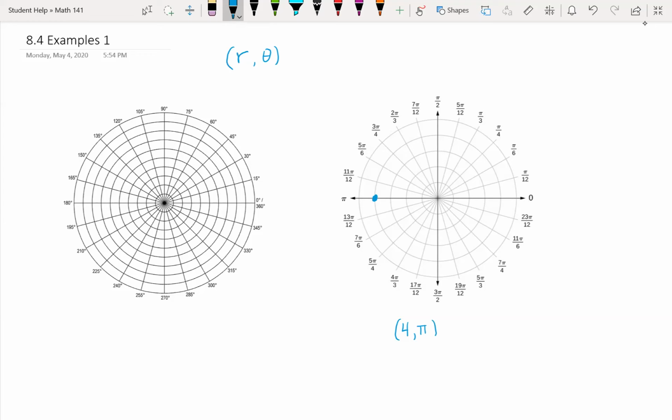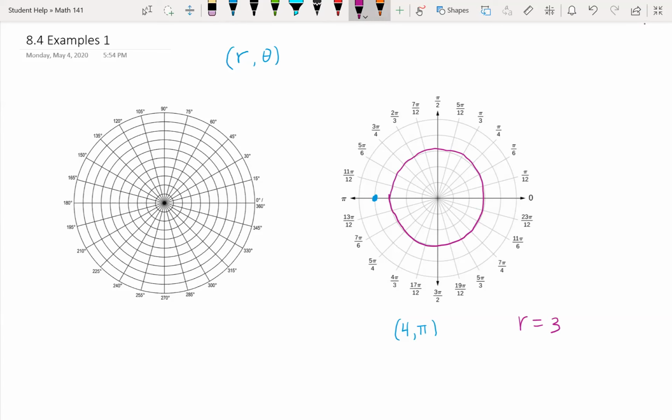If I were to graph, let's say, just r equals 3, that means that everywhere the radius is going to be 3, and so that would be a circle that's out at the third ring going all the way around, so the radius of 3 completely around.